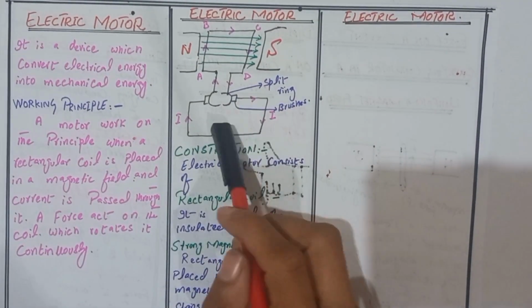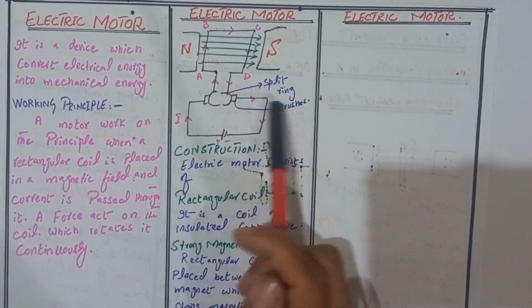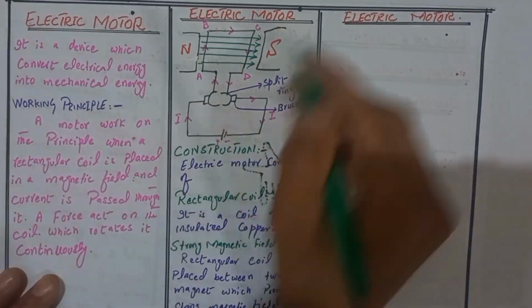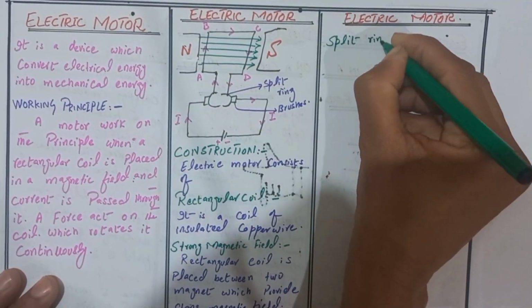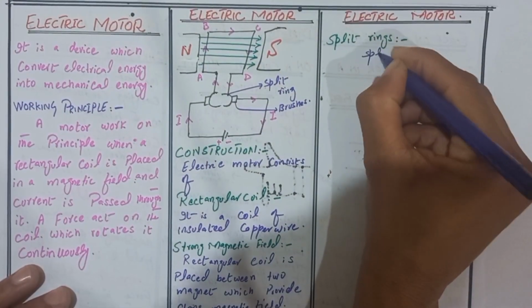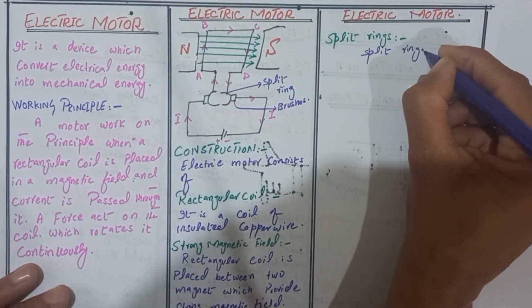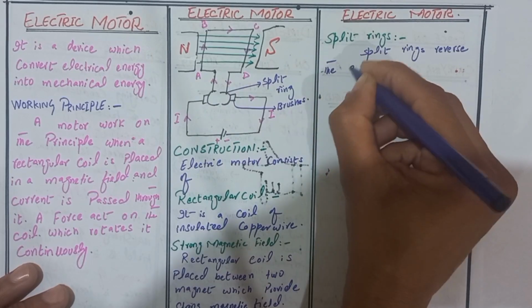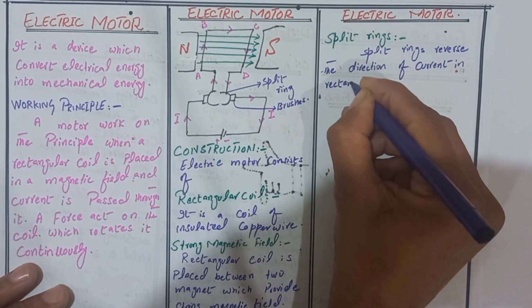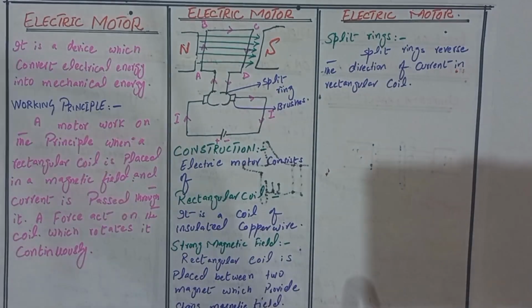The third thing that an electric motor contains is the split ring. The split ring changes the direction of current that is flowing through this rectangular coil. Now we discuss the split rings. The split ring reverses the direction of current in the rectangular coil.